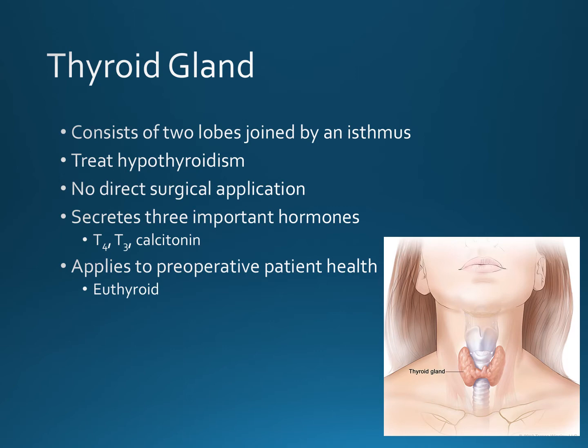The thyroid gland secretes three important hormones, T4, T3, and calcitonin. And when we're talking about thyroid gland, we want to have euthyroid. This just means that the gland is normally functioning. If anything is out of whack with hormones of this, it can cause a thyroid storm in the patient later, which can be very serious and even cause death. So we just want to make sure that they have a good balance of those hormones.